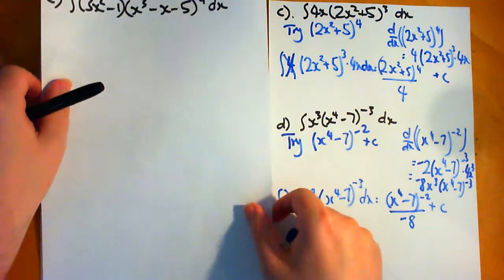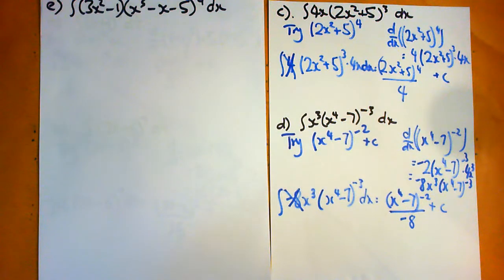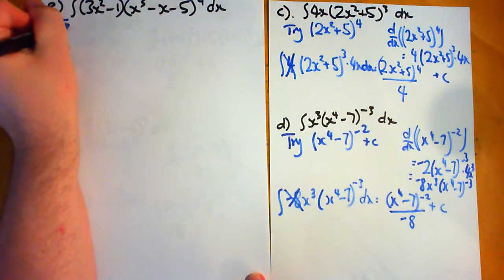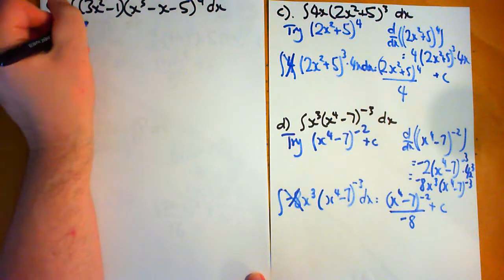Now we have one last integral to tackle in this video. Here we've got the integral of, in one bracket, 3x² − 1. That bracket is multiplying into (x³ − x − 5) to the power of 4. And we need to figure out which bracket is the main one. It's the second bracket for two reasons. Firstly, that bracket has a power, whereas the first one doesn't. Secondly, the first bracket is exactly the derivative of the second bracket. So the second bracket is the one where our trial solution will come from.